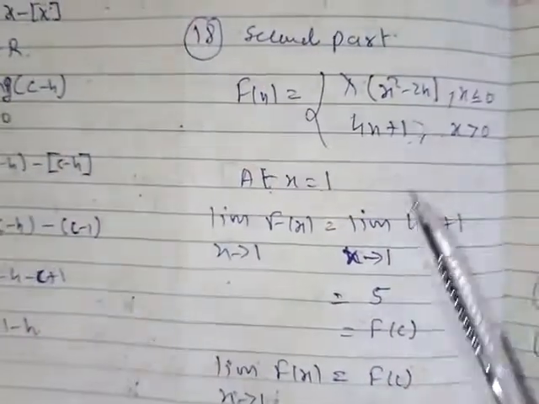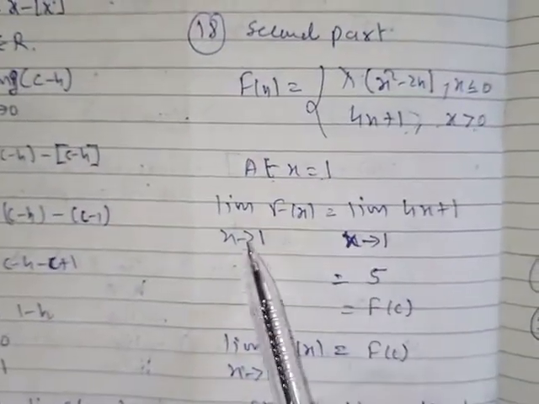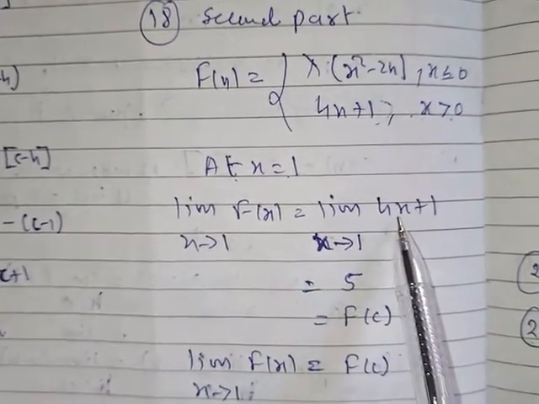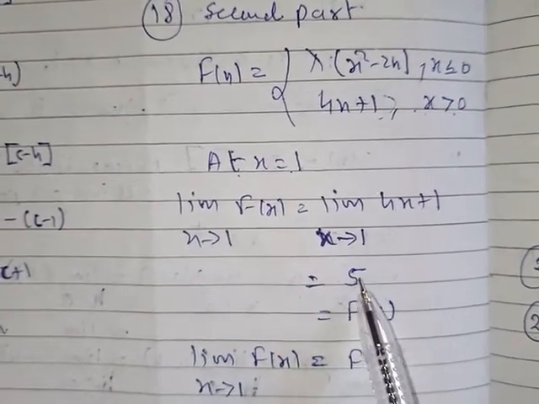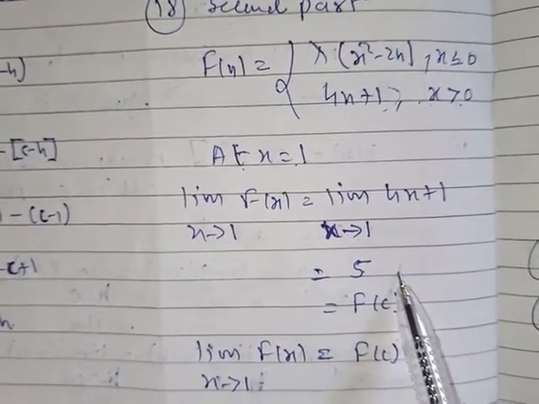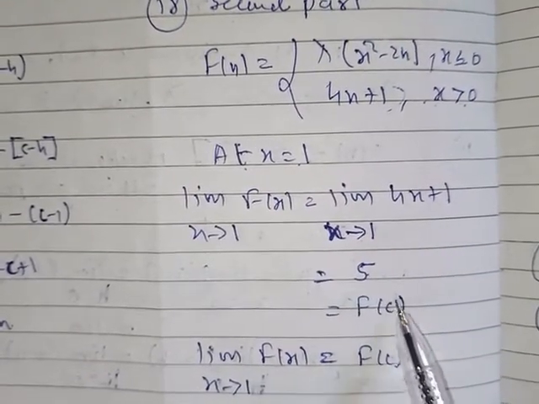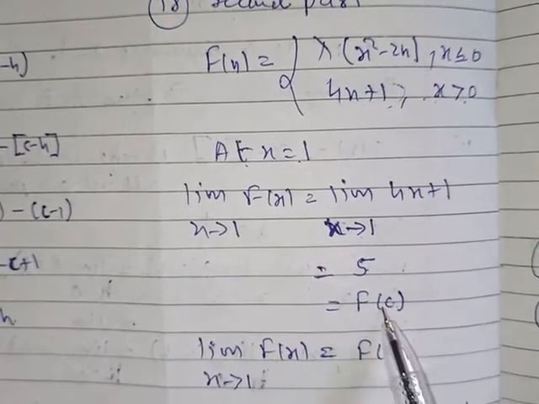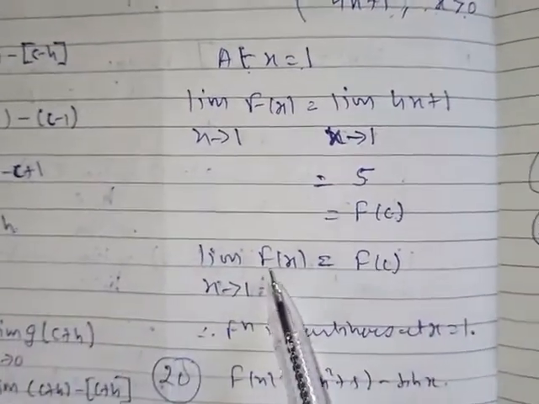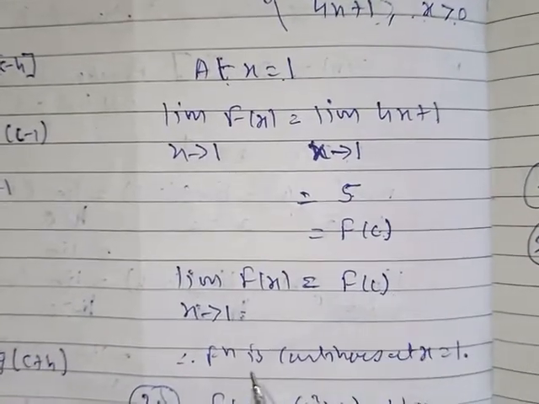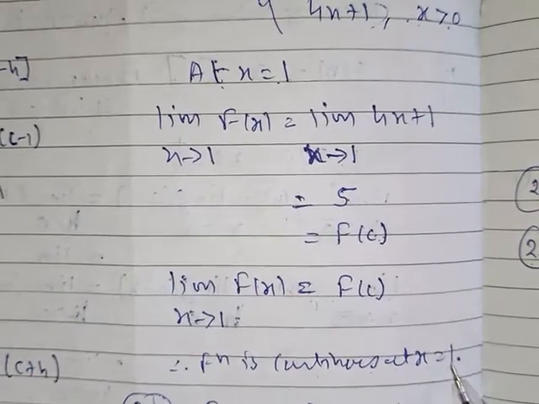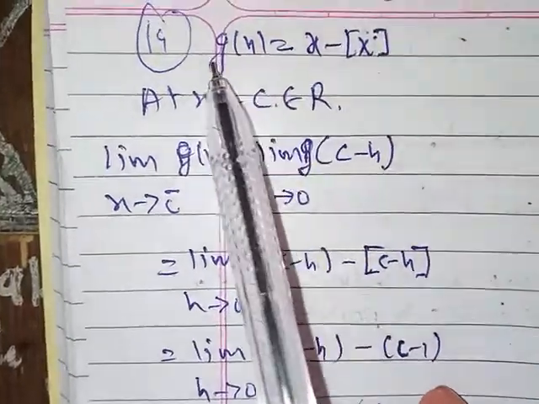Is it clear? So at x is equal to 1, limit x tends to 1 of f(x) is equal to limit x tends to 1 of 4x plus 1, so it is equal to 5. What is this 5? It is f(c), or f(1). Therefore, limit x tends to c of f(x) is equal to f(c). So the function is continuous at x is equal to 1. Let's move on to question number 19.